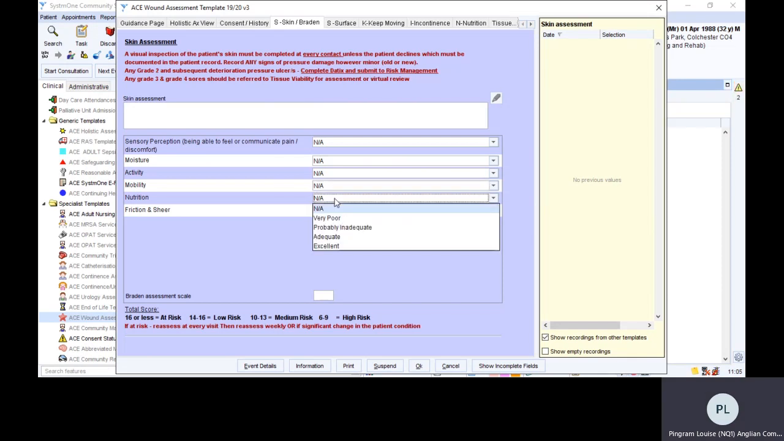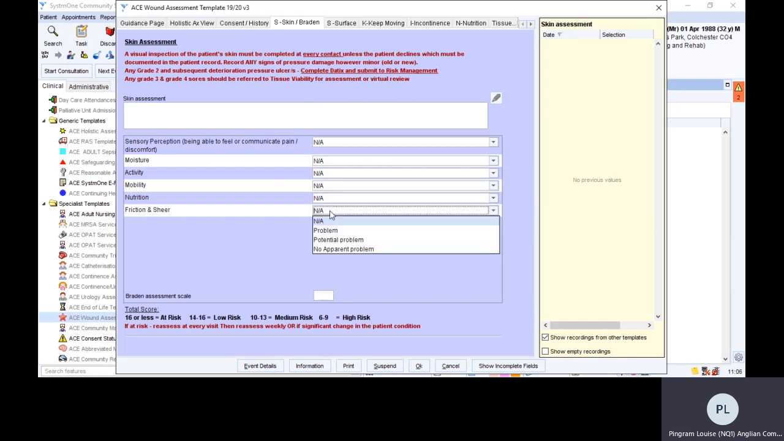Nutrition. So this would obviously link with your MUST. So I would link this to what general diet is the patient having. So this may be the amount of intake, but this can also be about whether the patient is having a poor diet. So if they were eating a high fat, low protein diet, that is going to have a detrimental effect on wound healing. So it's just acknowledging that within the Braden assessment.